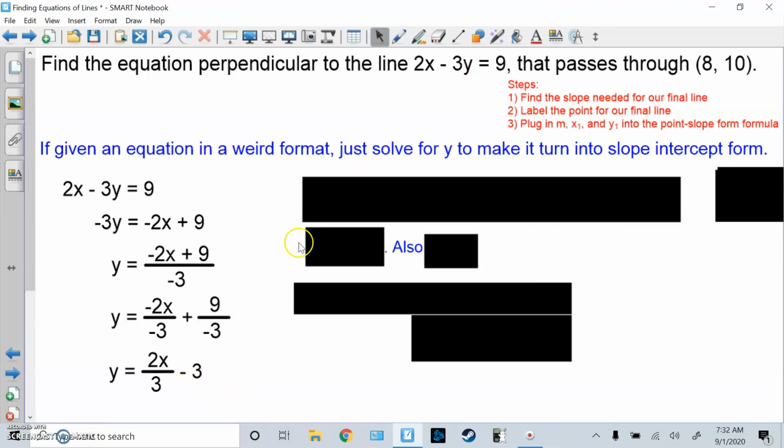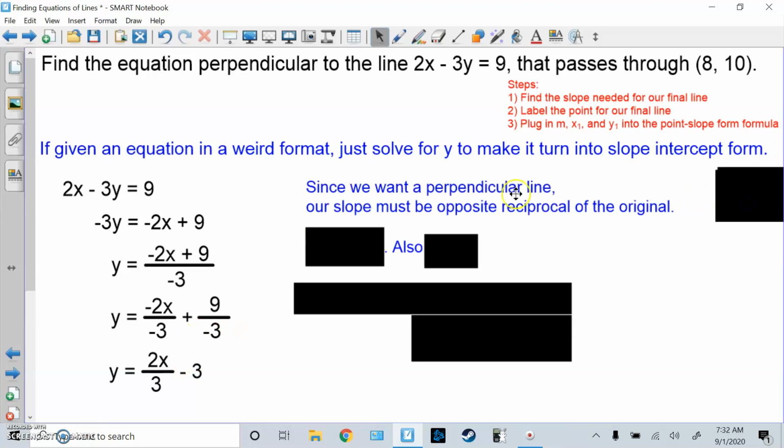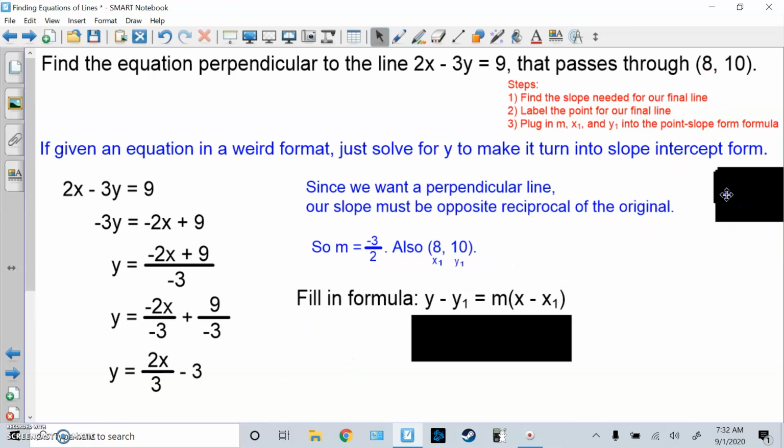So this is the exact same equation, but now I see that the slope is 2 over 3, and the y-intercept is -3. All right, now we do the same process from before. We want perpendicular, so we do opposite reciprocal. So opposite reciprocal of 2 over 3 is going to be -3 over 2. And then our point is (8, 10), so I'm going to leave that x1, y1. Fill in the formula, and I get this. There's no sign to fix, so I'll just stop right there.